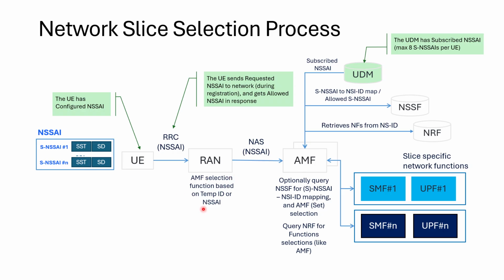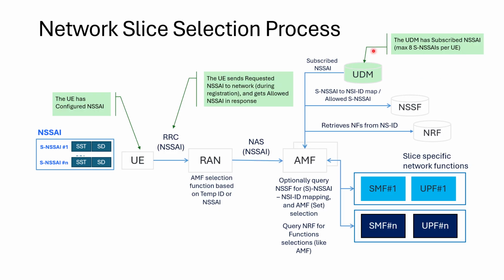like NSSAI or some temporary ID like 5G-GUTI to select an initial AMF that is equipped to handle that particular slice. Once the RAN selects the AMF, it encapsulates the slice request inside a NAS message and forwards it. Now the AMF must validate that request. Here the AMF cannot trust the UE, so it immediately queries the UDM to fetch the subscribed NSSAI. A UE can contain a maximum of 8 NSSAIs.